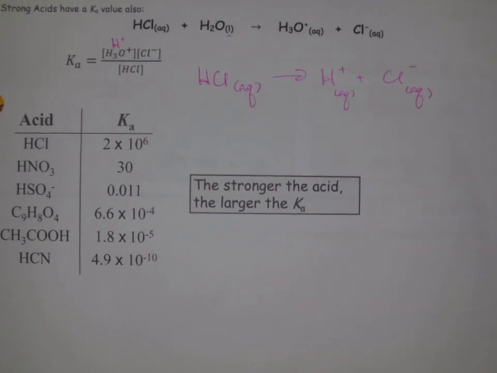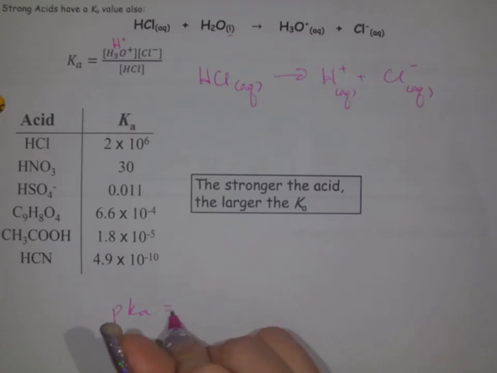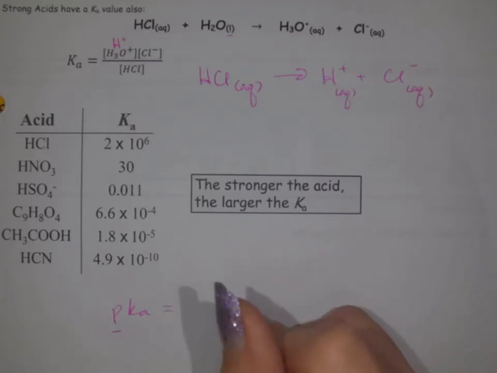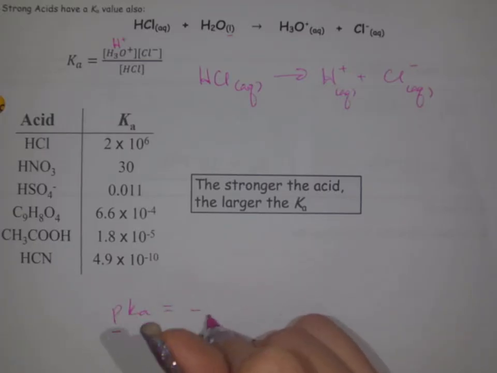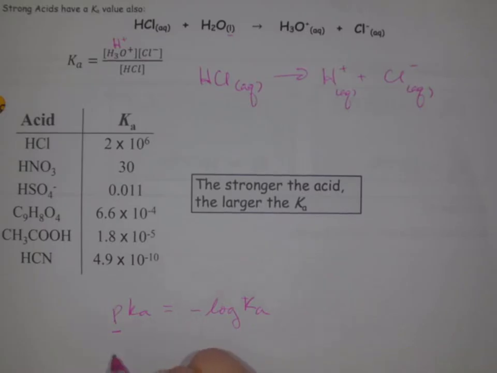Something you're about to see in a moment is a pKa, okay? And pKa's, now remember, the lowercase p just means negative log. So negative log of Ka. So similar to pH, this is the negative log of H plus.